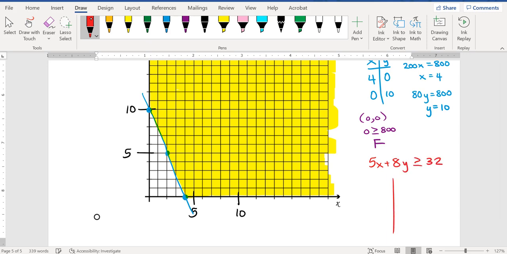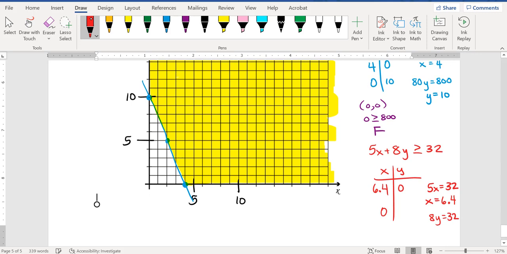Okay, graphing the intercepts. If y is 0, 5x is equal to 32. So x equals, what is that going to be? 6 2/5, so 6.4. If x is 0, I get 8y equals 32, so y equals 4. So I have the point 0, 4, and I have the point 6.4, 0.